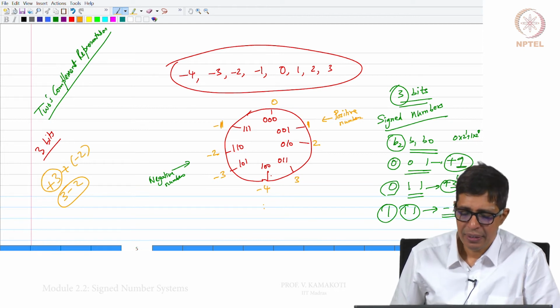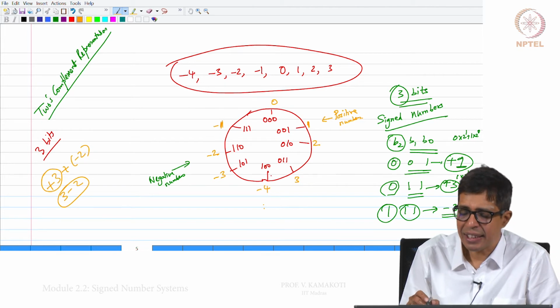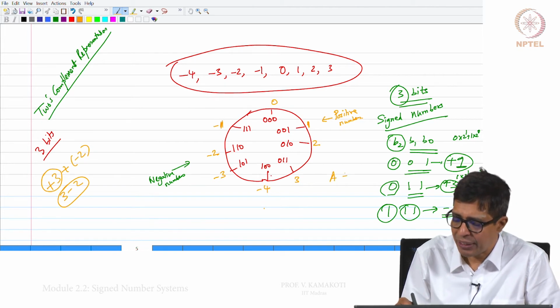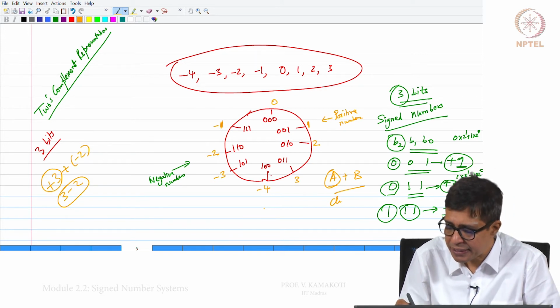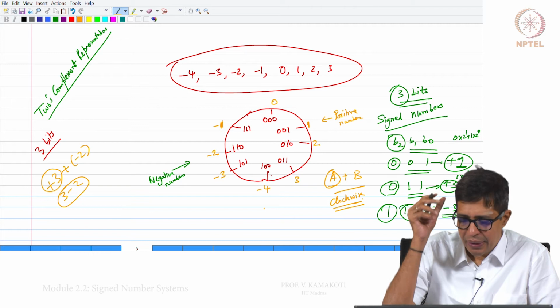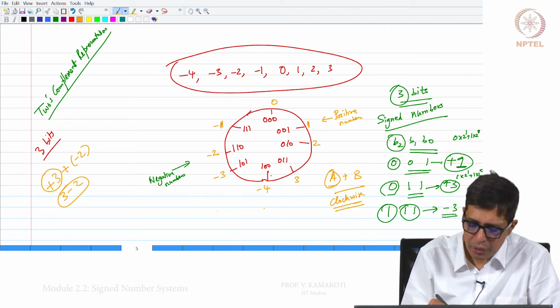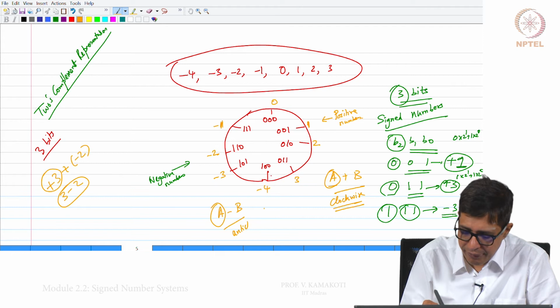right. Now, the good thing here is that if I want to add some number a with b, I go to a and move b positions clockwise. Okay. So, when I want to subtract say b from a, I go to the position of a and move b positions anti-clockwise.